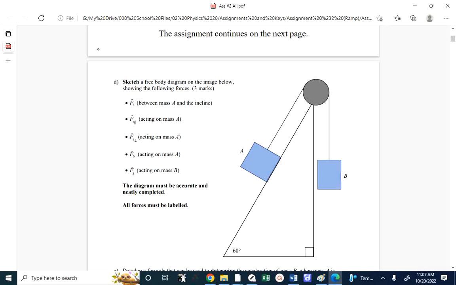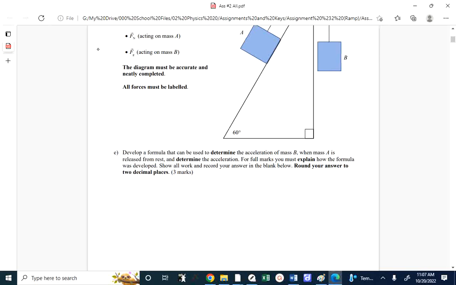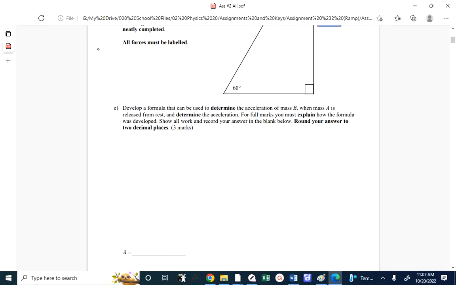And then eventually what you're going to do, once you've got all of the numbers and you've got all of the forces done, develop a formula that can be used to determine the acceleration of the system, explain how the formula was developed, and then use the formula to answer the question.